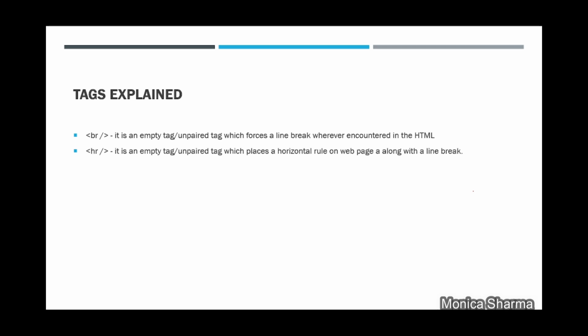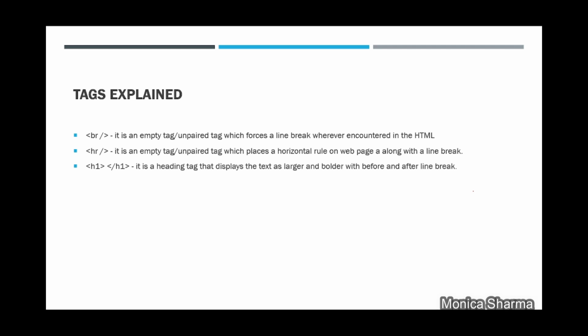So let's just quickly wrap up the tags that we just saw. The BR tag is an empty tag or unpaired tag which forces a line break wherever encountered in the HTML. HR is also similar to BR in the way that it is an empty tag or an unpaired tag, but it places a horizontal rule on a web page along with a line break.